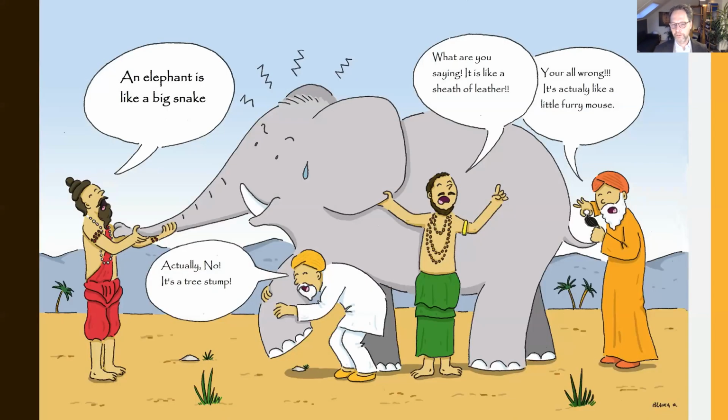So it's a little bit like this metaphor of the four guys that are blind and trying to figure out what they're holding. And one that holds the trunk, and he says, "Oh, an elephant is like a big snake." And the guy that's holding the leg says, "Actually, no, it's like a tree stump." And the third says, "What are you saying? It's like a shaft of leather." And the fourth says, "You're all wrong. It's actually like a little furry mouse." And they're all right, but they're all only seeing part of the picture.